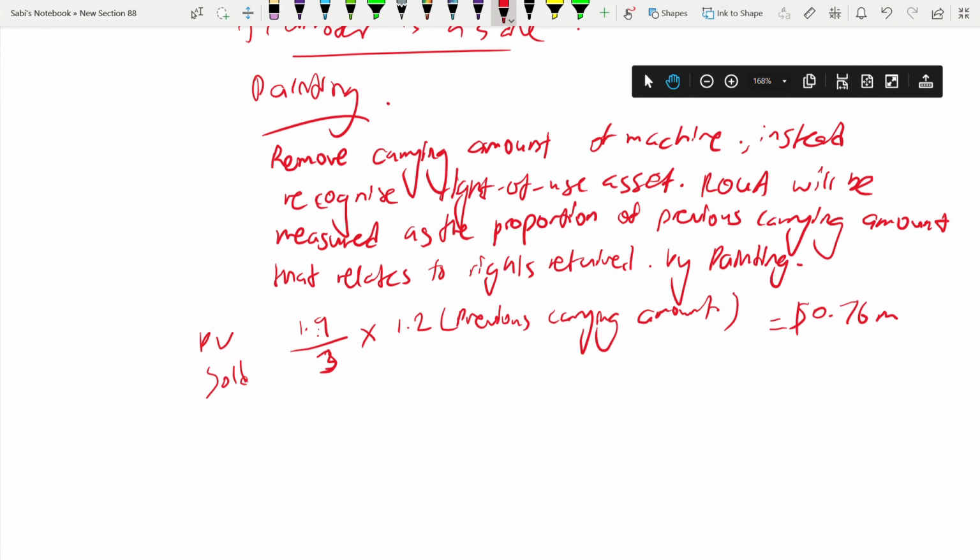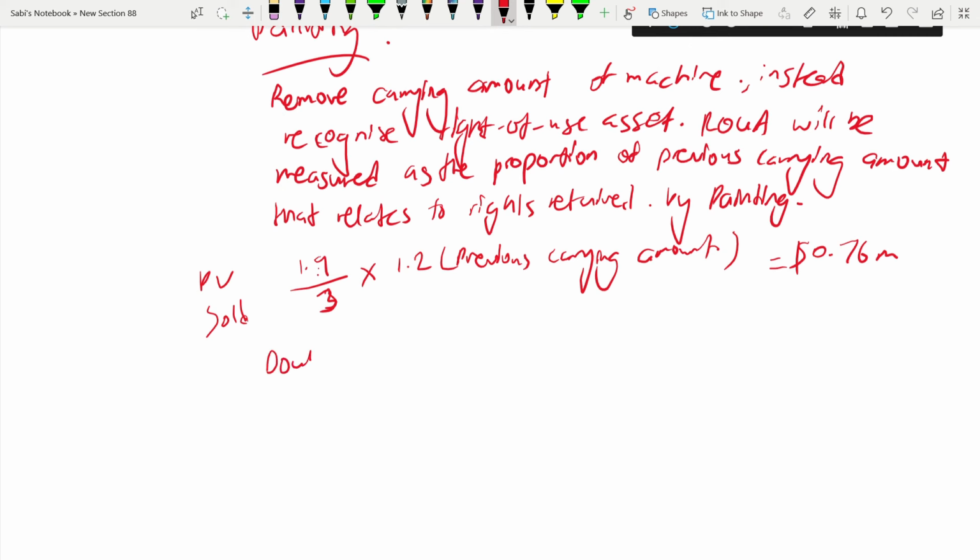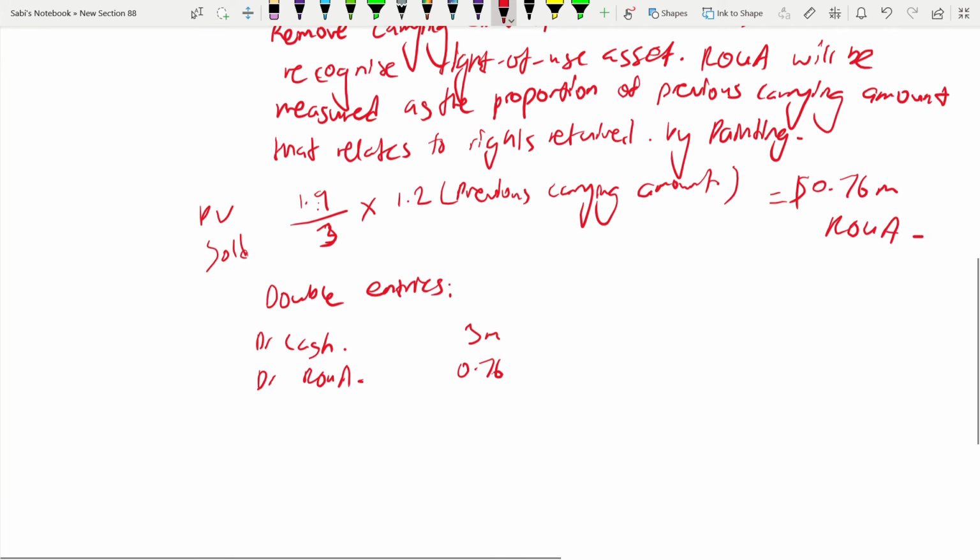Now entry. This is the double entry. You should know the double entries. So you debit cash because you're receiving cash. How much? 3 million because sale has taken place. Then you are debiting right of use asset, of course. How much? 0.76. Then you need to credit machinery because you are selling it. How much? This, because this is the previous carrying amount of the machinery before the sale. So now you're crediting it, 1.2.